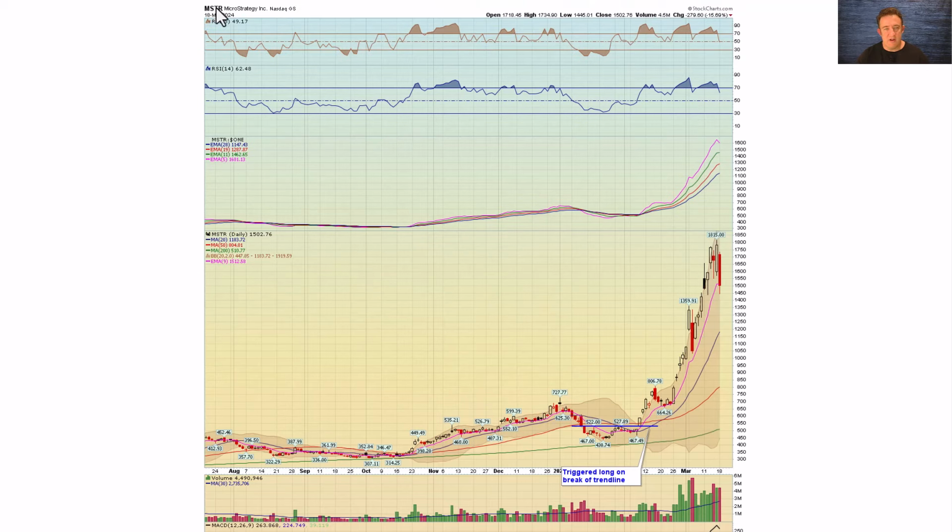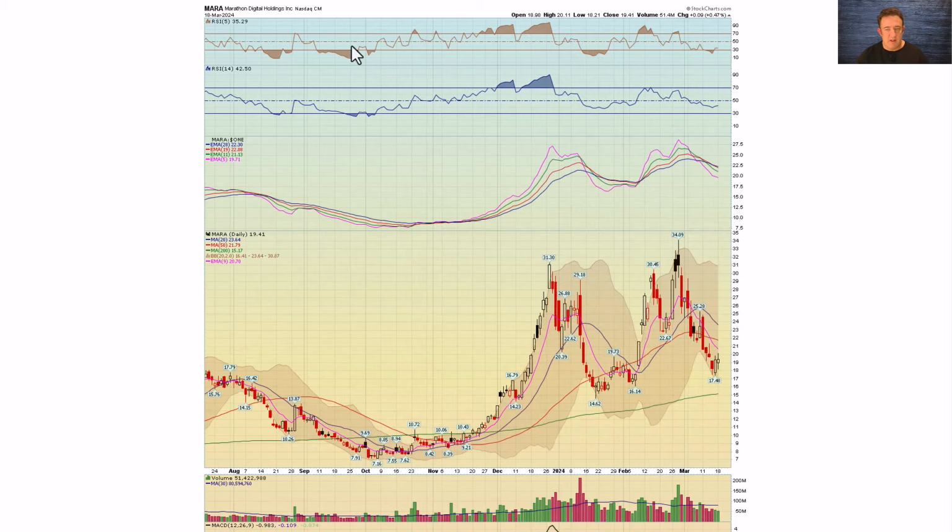Now MSTR, they buy Bitcoin, so it essentially moves very well with Bitcoin. It's like a proxy of Bitcoin. The crypto stocks that haven't done very well are the ones that mine Bitcoin, like Mara. You can see it's been declining for 3 weeks, unlike MSTR and Bitcoin, which were going straight up.